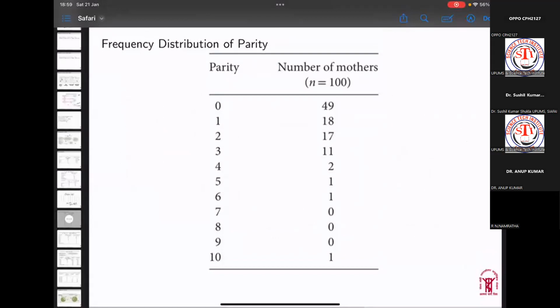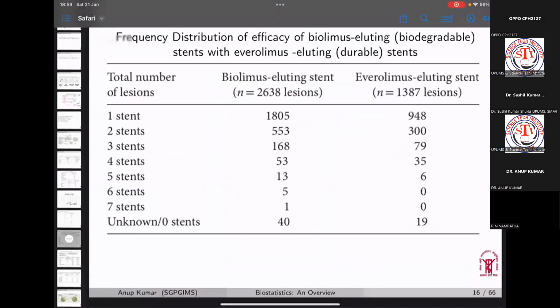You can also look at this example: frequency distribution of efficacy of biodegradable stent with durable stent. These are the possible outcomes: 1 stent, 2 stent, 3 stent, 4 stent, or 0 stent. And this is the frequency of these categories. This is the total number of lesions. What is the type of this data? This data is again discrete metric data.